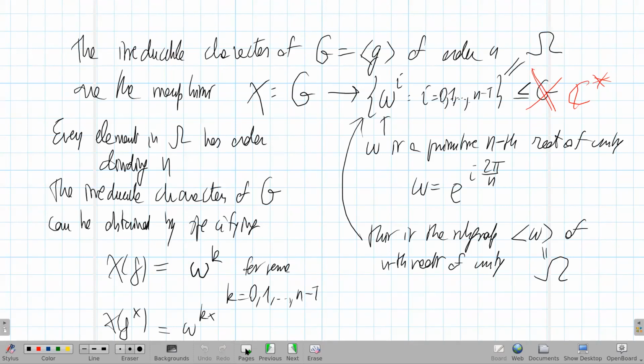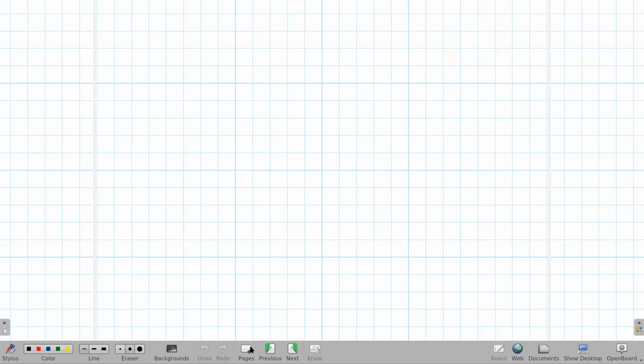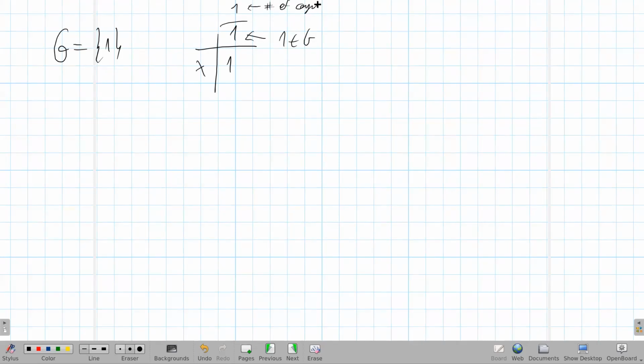So let's consider the simple cases. Well, okay, I have to do it. Let's start with a group of order 1, which is obviously cyclic. I'll write its character table. The character, to be absolutely proper, I have to write 1 here. So this is the 1 in G. Number of conjugates. And there is only one character, and it has value 1, okay? Well, let's get this out of the way.